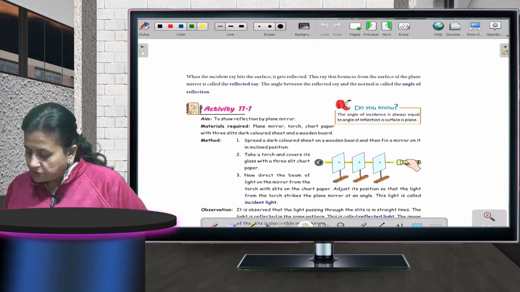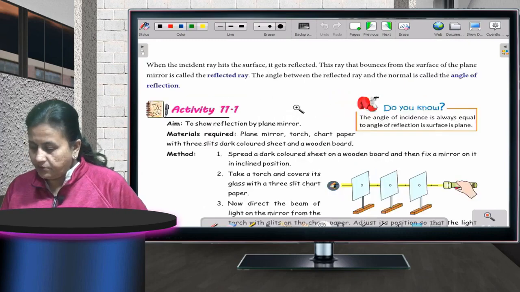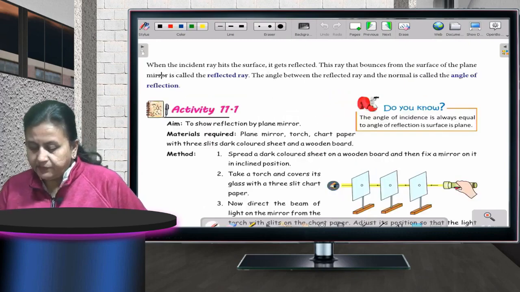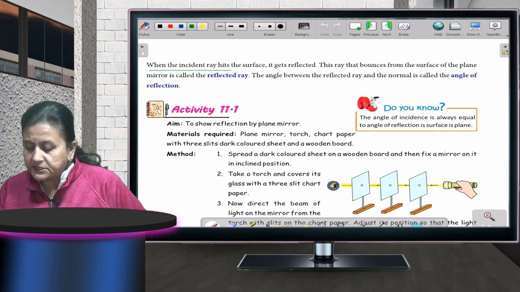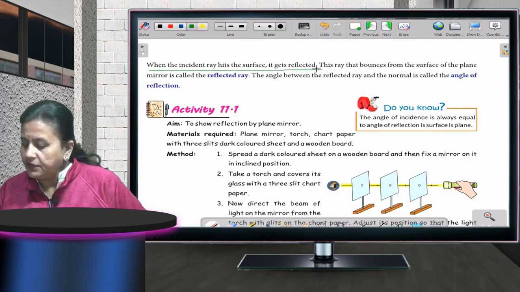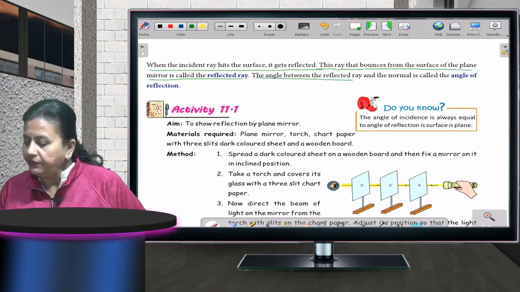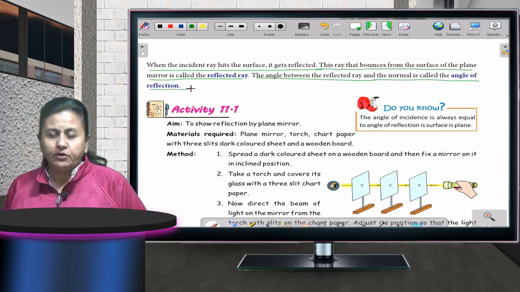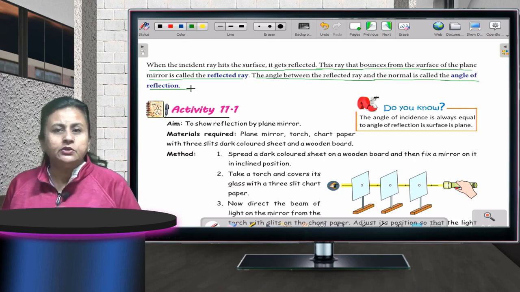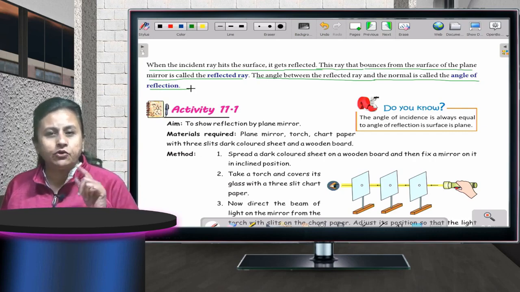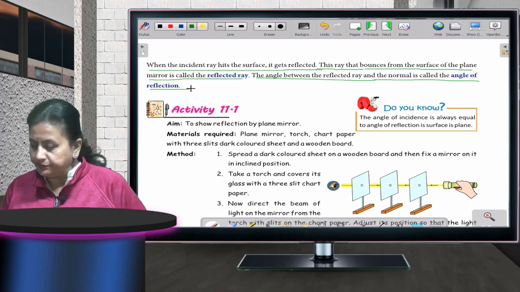You all can see on your screens now. When the incident ray hits the surface, it gets reflected. This ray that bounces from the surface of the plane mirror is called the reflected ray. The angle between the reflected ray and the normal ray is called the angle of reflection. And the diagram which I just now explained is very easy. You should be able to learn it. Draw, practice and learn.